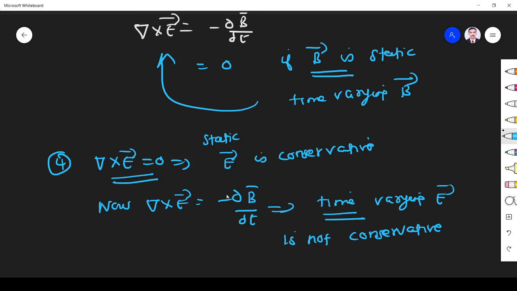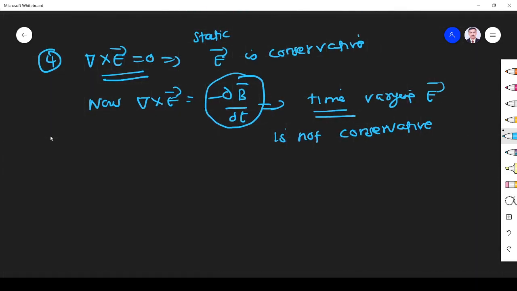So here the work done to move a charge around a closed loop is 0. Here the work done in moving a charge around a closed path is due to the magnetic field. That is very important. So what is the meaning of del cross E 0? We have already studied it, anyway write it.